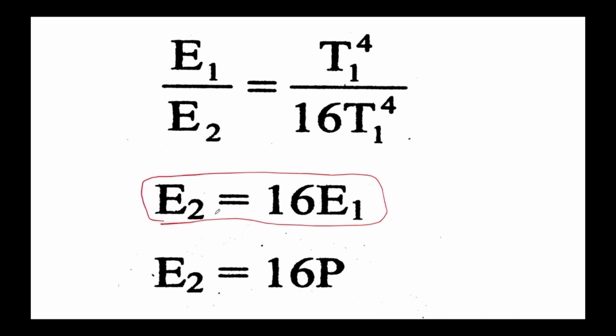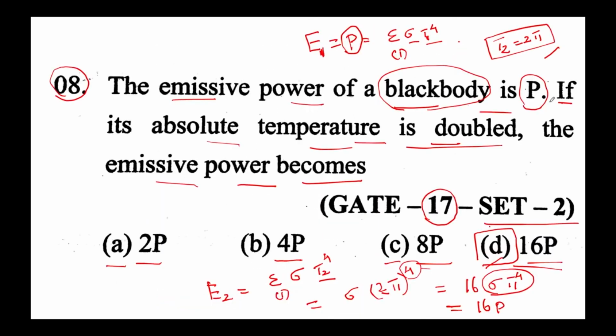But you are supposed to keep your E1 as P, so I can say that the emissive power for the second case would be 16 times that of your first case. So option D is the correct answer, which we have sorted out.